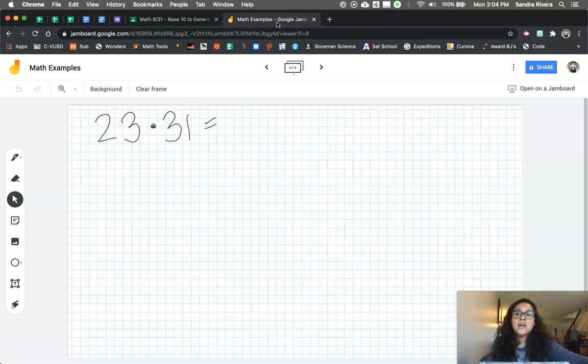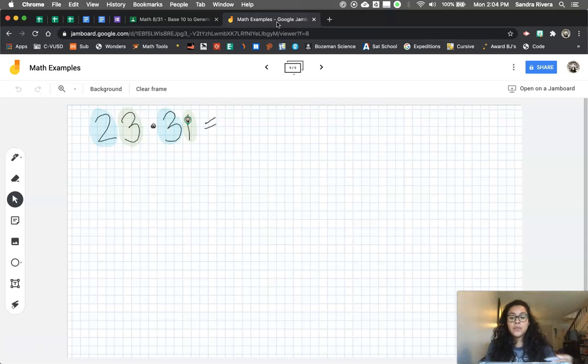So say you had a problem like 23 times 31. Okay, so I'm going to use my tool here to draw so you guys can see it on the screen. I want to look at this and identify the different parts, right? So I have 2 10s here, and I have 3 1s. I have 3 10s here, and I have 1 1.